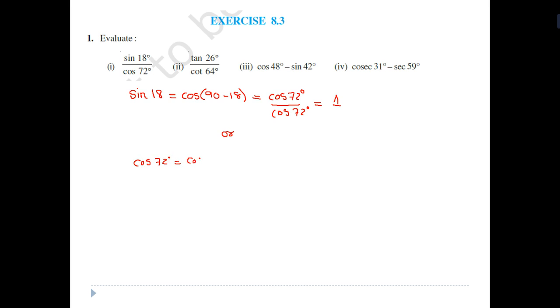is equal to cos 90 minus 18, sorry, I have to write it here, sin. Cos 72 is sin 90 minus 72. That is sin 18, and sin 18 is already given above. So the answer is 1. Numerator and denominator cancelling is always 1.